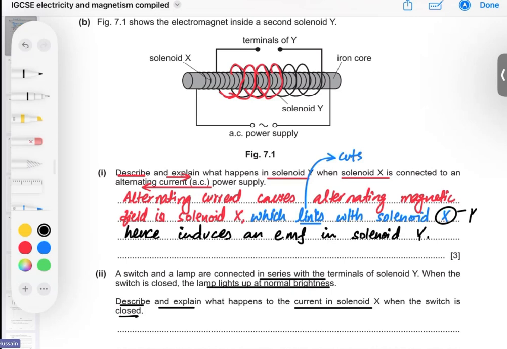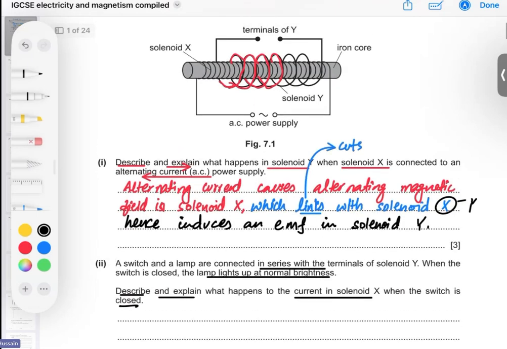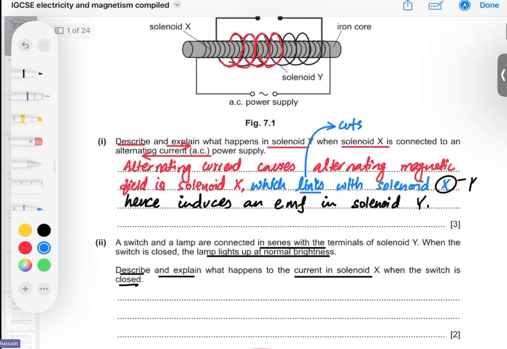Current in solenoid X will increase, to supply the power used in Y. So you will write that current in solenoid X will increase, so that power can be supplied to be used in Y.